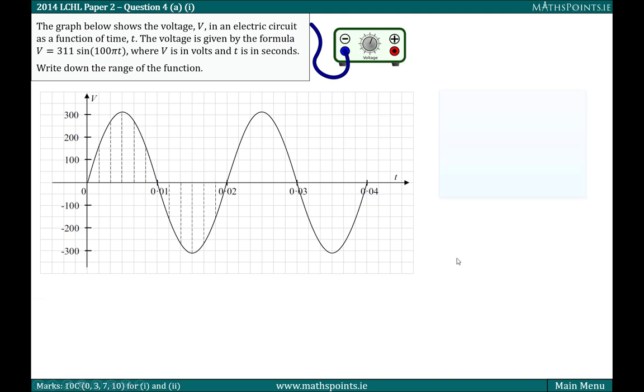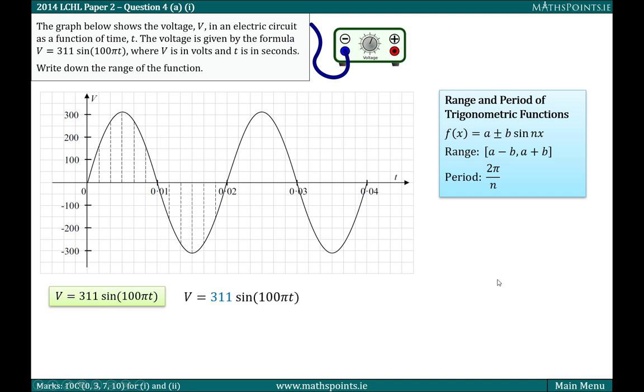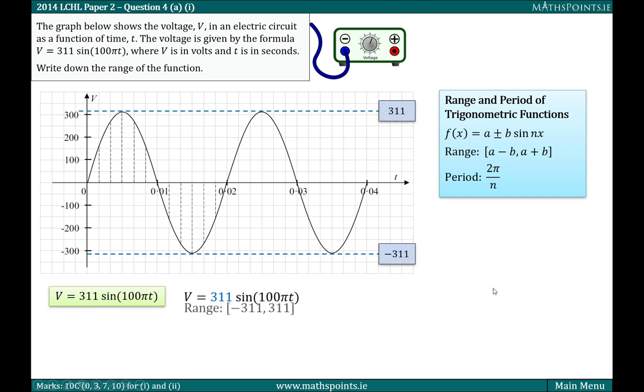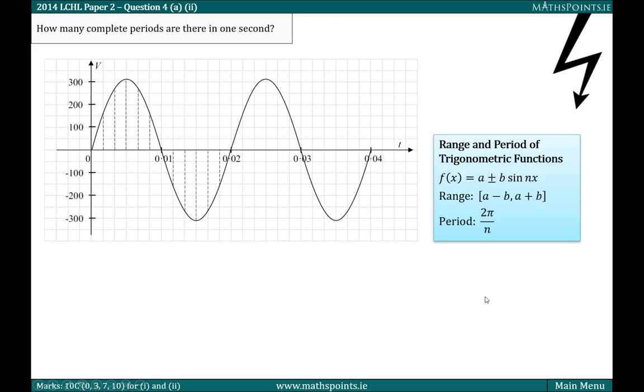Okay, so what were the actual questions that were asked? Well, the first question was, what's the range? And so like we've said, that's from plus 311 down to minus 311. And that's that part of the question. The second part of the question is something to do with the period. So we've already established that the period is 0.02 or 1 out of 50. They're the same thing, a decimal and a fraction.